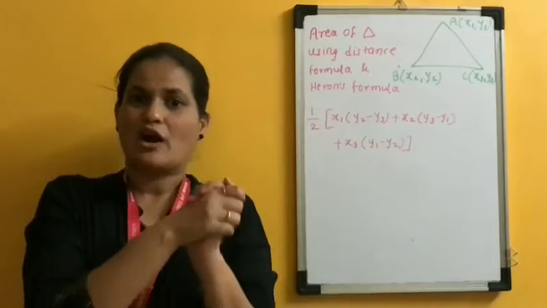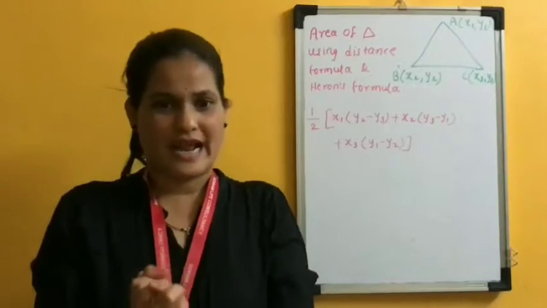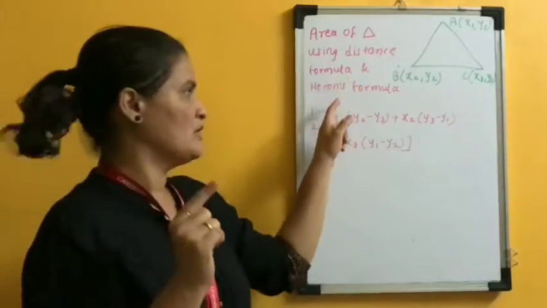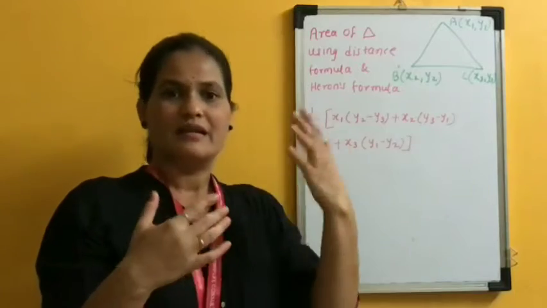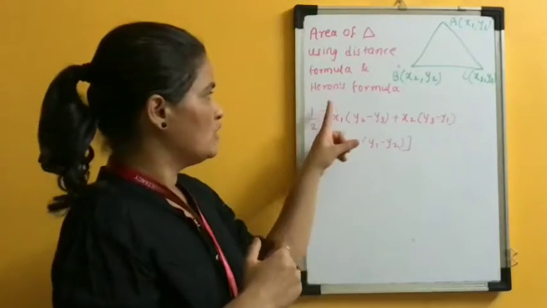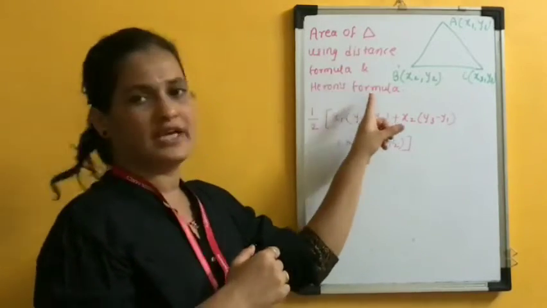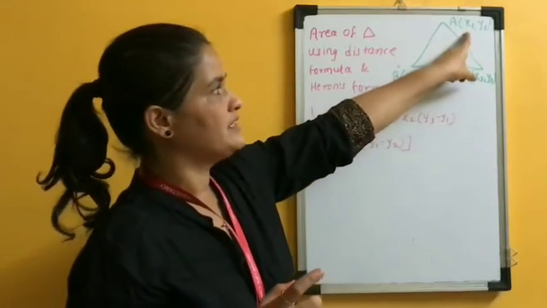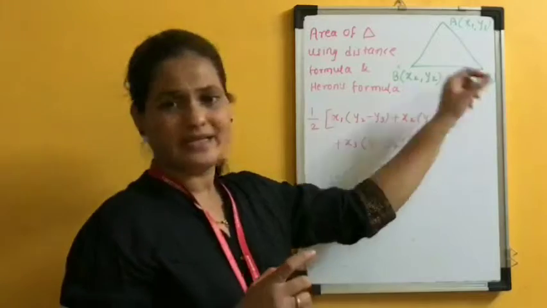Friends, let us now see how we can find out the area of a triangle using the distance formula and applying Heron's formula, which you have already learnt in class 9. So, area of a triangle using the distance formula and Heron's formula. The triangle's points are A, B, C with coordinates x1, y1, x2, y2 and x3, y3.